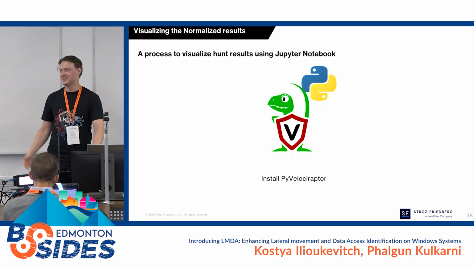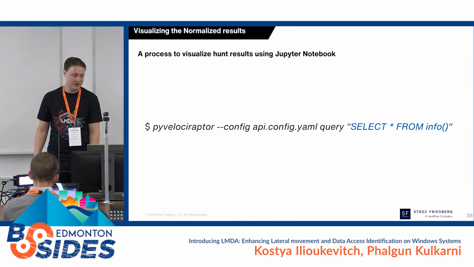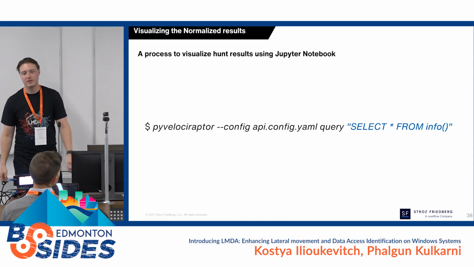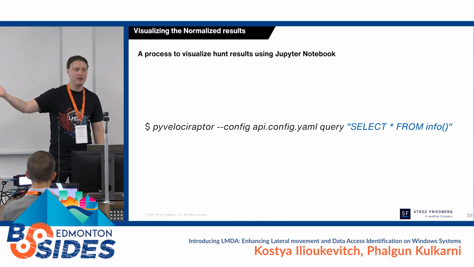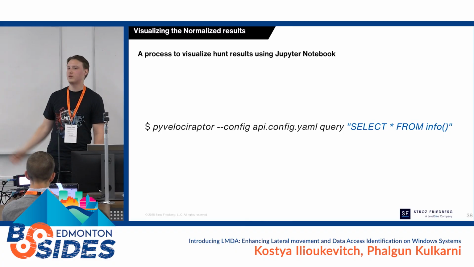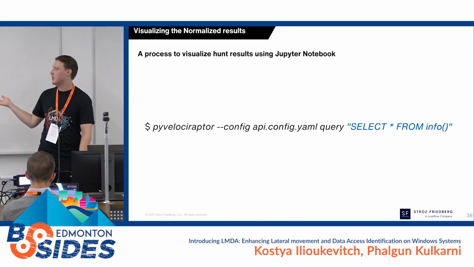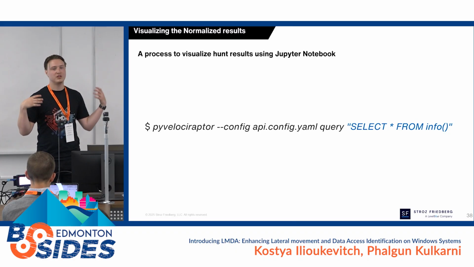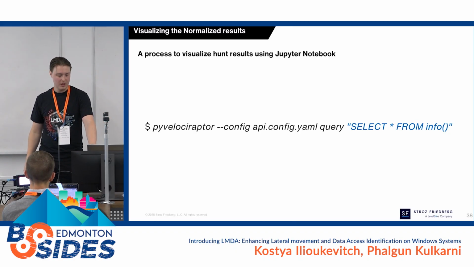From there, it's as simple as installing PyVelociraptor. Here's an example of a query command that you can use to run a VQL query against your server. This is usually a really easy, simple test command that you can use to make sure that you have a connection. It will just give you some general information about your server.